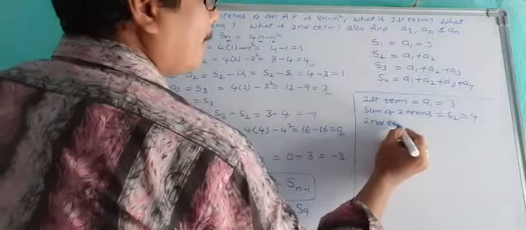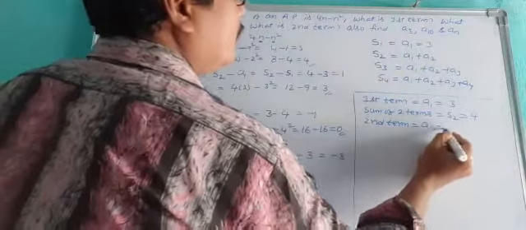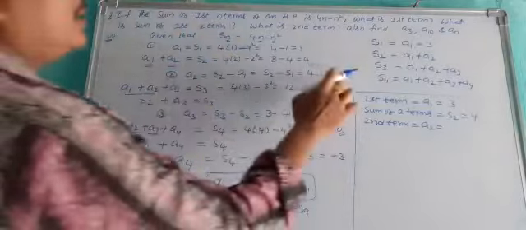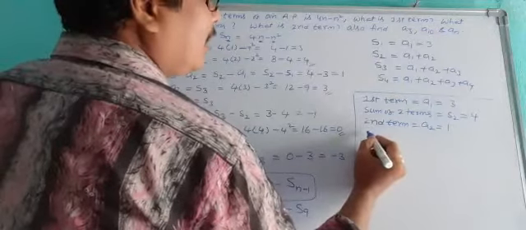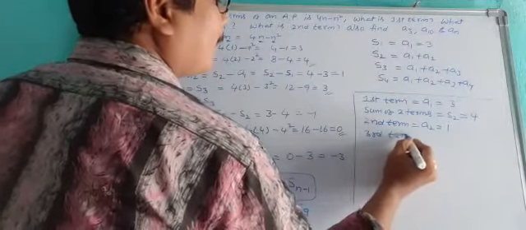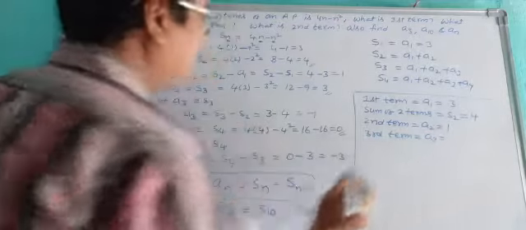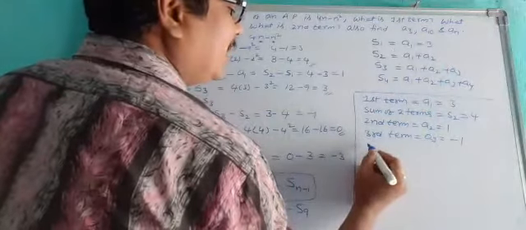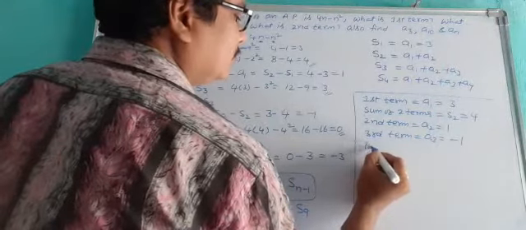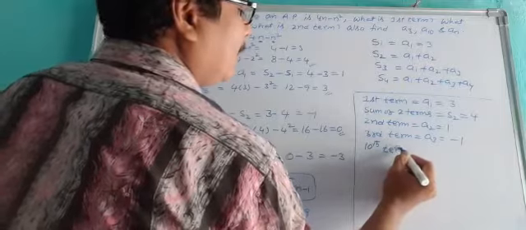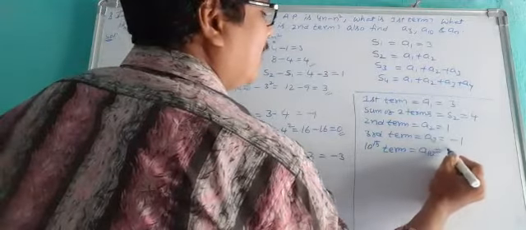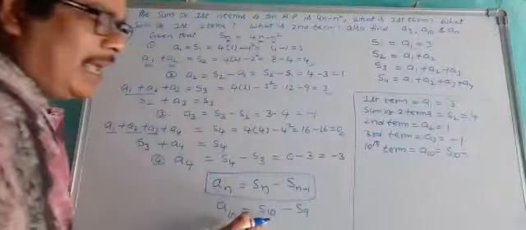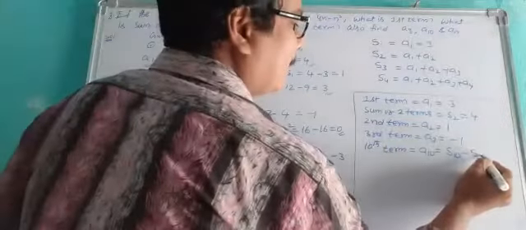Next, what is the second term? A2 equal to how much? 1. And what is A3, the third term? A3 equal to how much? Minus 1. Okay, next one, 10th term. A10 equal to S10 minus S9.